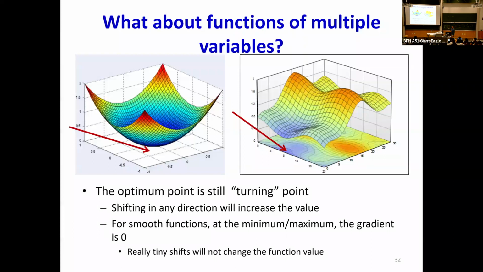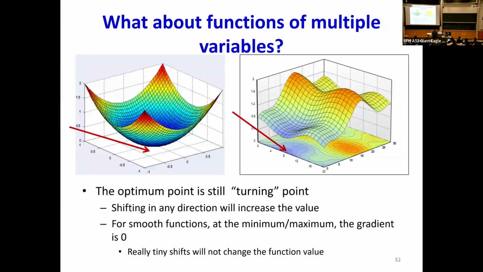The minimum is still going to be a turning point. It's a bowl around the minimum. And as you walk towards the minimum, regardless of which direction you walk in, the function is going to decrease, then it's going to slow down, then it's going to increase. So it's a turning point.